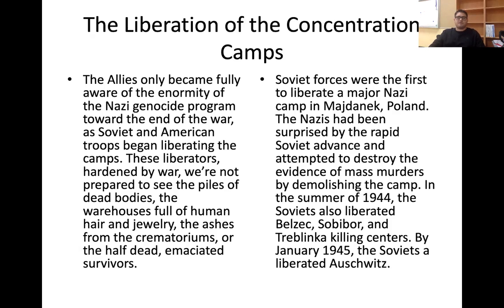By January 1945, the Soviets also liberated Auschwitz. Since Poland was closer to Russia during Russia's advance towards Germany, the Russians were the ones liberating all of these camps, because the United States and Britain were attacking on the other front, the Western front. They were attacking in France and Germany.